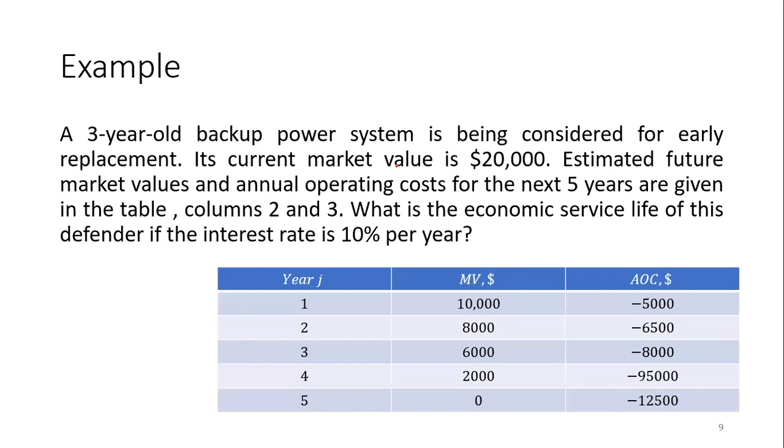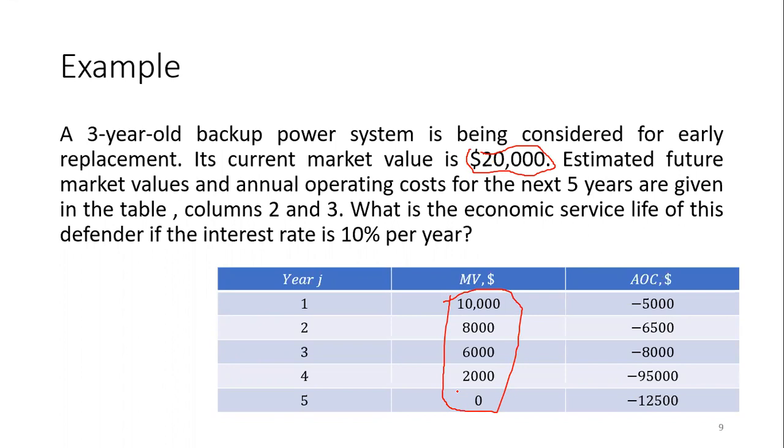Okay, the example is a 3 years old backup power system is being considered for an early replacement. Its current market value is $20,000. Estimated future market values and the annual operating cost for the 5 years are given in the table. So this table gives me the market value, so no need to estimate the market value. If you see, it decreases like 20% until the fourth year.